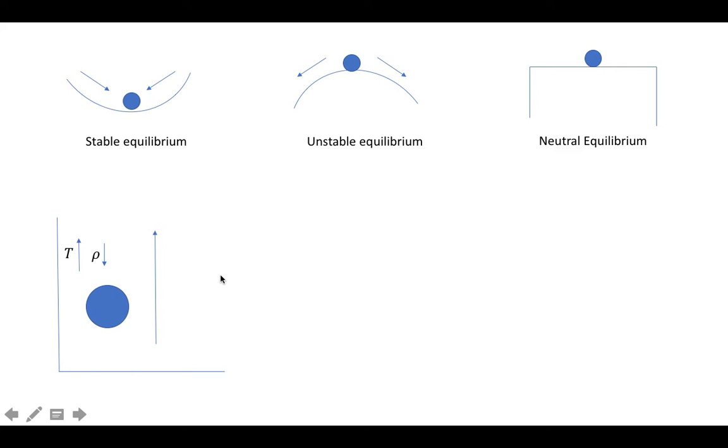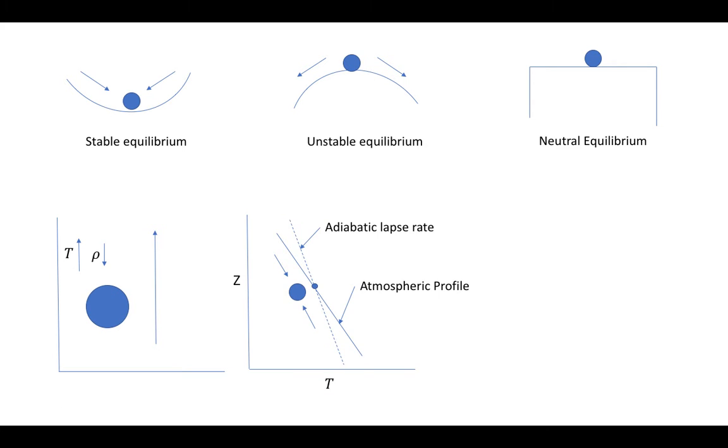Based on these definitions, we can construct the idea of what atmospheric stability is. The adiabatic lapse rate is basically a constant rate of decrease in temperature as we move up in height. Usually, under dry conditions, the adiabatic lapse rate is 9.8 Kelvin per kilometer increase in atmospheric height.